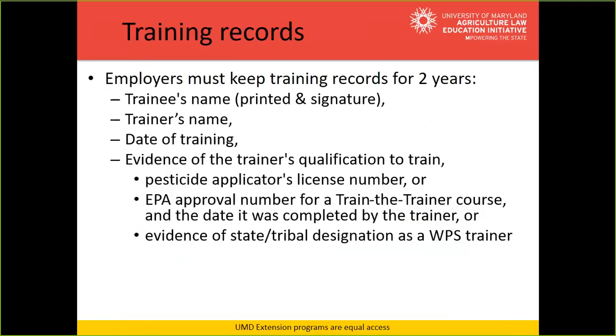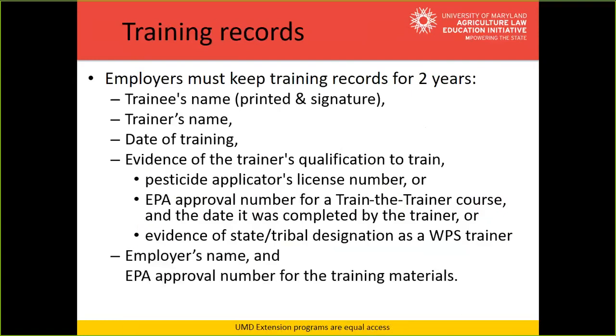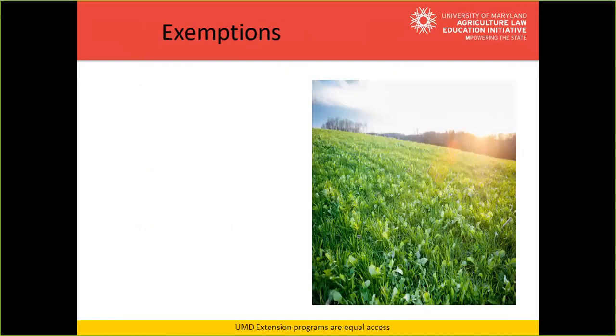That's your pesticide applicator license, or the information about how you took the Train the Trainer course. And then you also need to keep track of the employer's name and the EPA number for the training materials that you used. So I know this looks like a lot on a slide, but it's not that bad. And it's really important to show that you are offering these required trainings for your employees. And now I'm going to hand it over to Sarah, and she's going to dig in a little bit deeper.